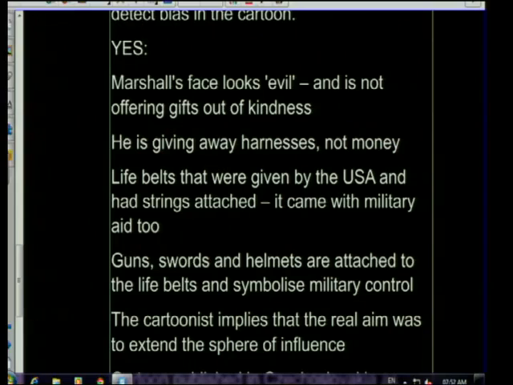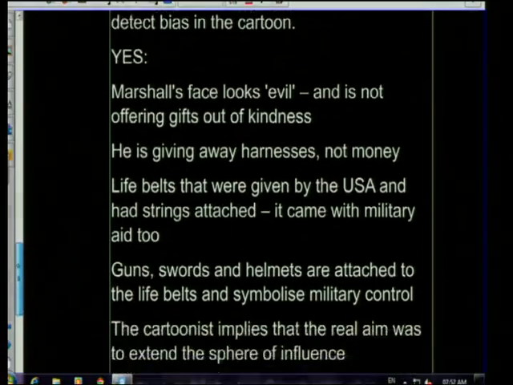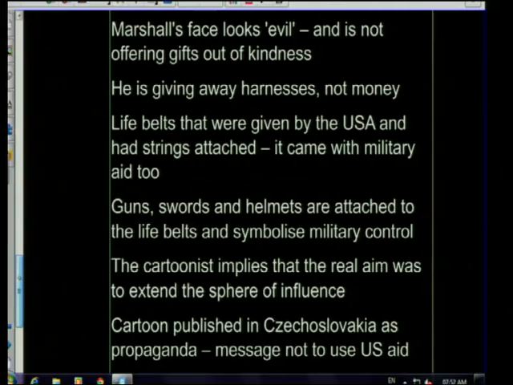So the obvious answer is yes. Marshall's face looks evil. He doesn't look like a kind person, and he is not offering gifts out of kindness. He is giving away harnesses, not money. He's not giving them the money that they needed. It's just life belts. Life belts that were given by the United States had strings attached. Remember, we said that in the previous question. It came with military aid too. That was America's way, this is according to the Russians now, that was America's way of spreading their influence.